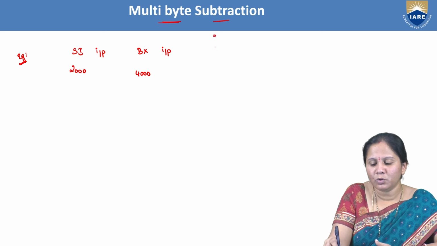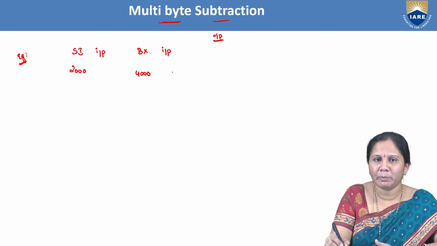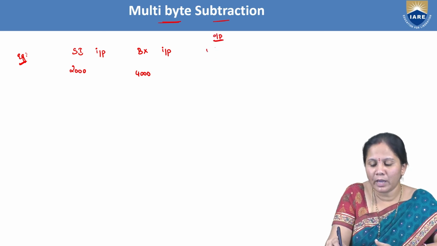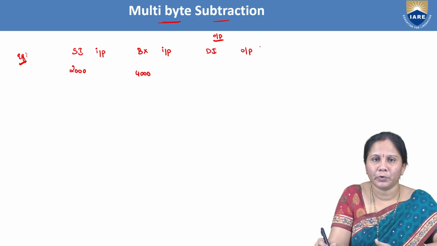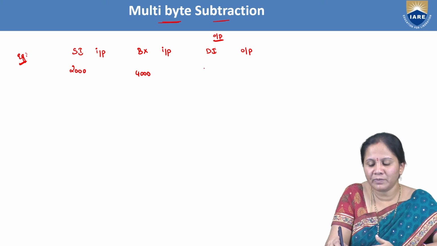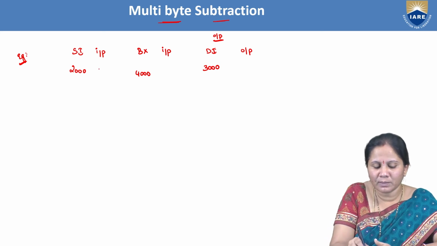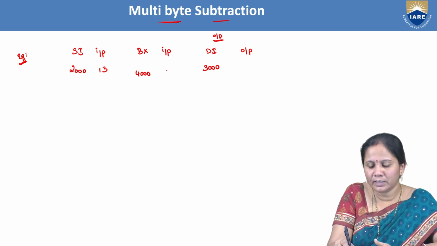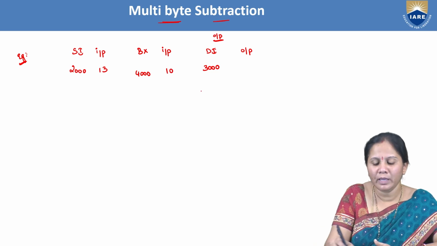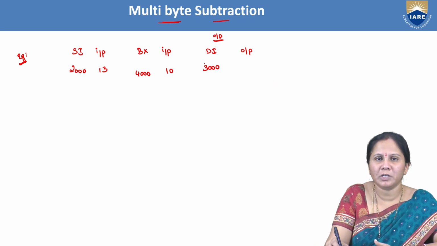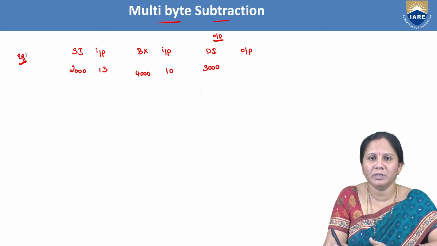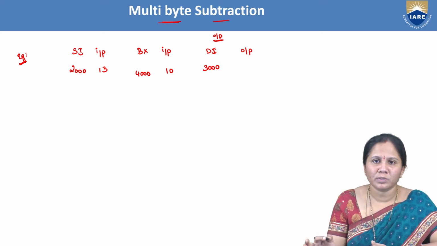To see the output after performing the subtraction operation, you have to use the DI register for output. We can initialize it same as the previous example. We can initialize the value of DI as 3000. You can consider some set of inputs like 13, 10. After performing the subtraction operation, the contents of the source will be subtracted from the contents of the destination.